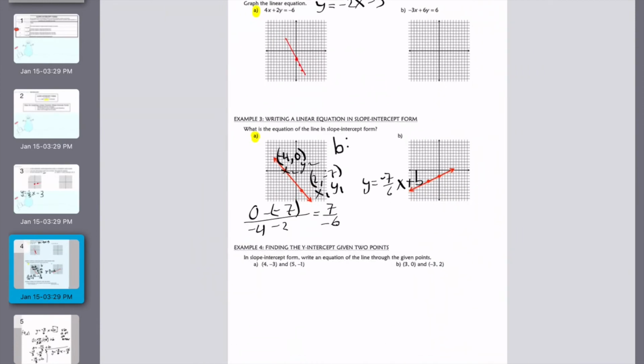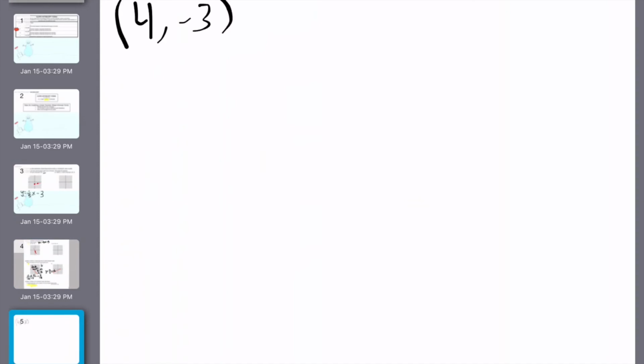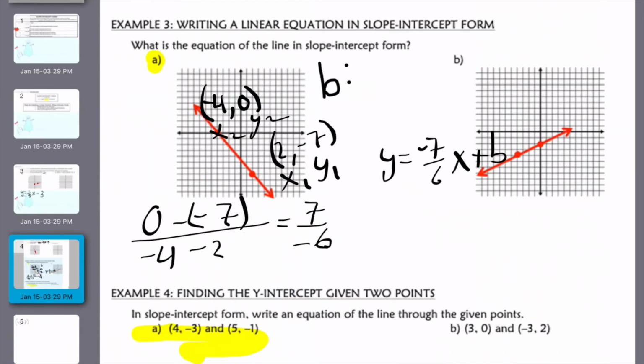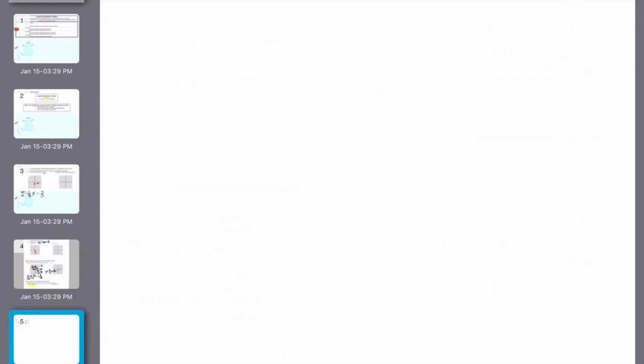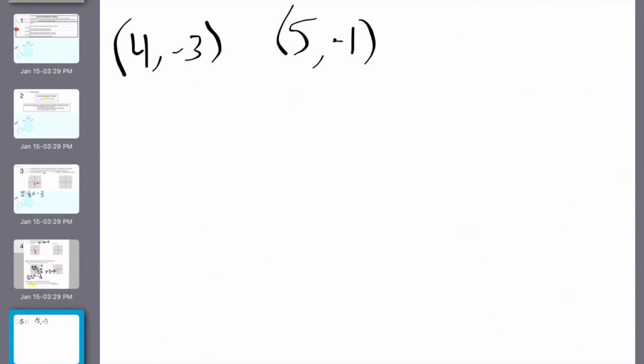In slope-intercept form, write an equation of the line through the given points. Again, we're going to use this first question A, and I'm also going to go to another page. So we have the points 4, negative 3. Let me zoom in here a little bit. And then I also have the point 5, negative 1. So again, I'm going to try to find the slope first.